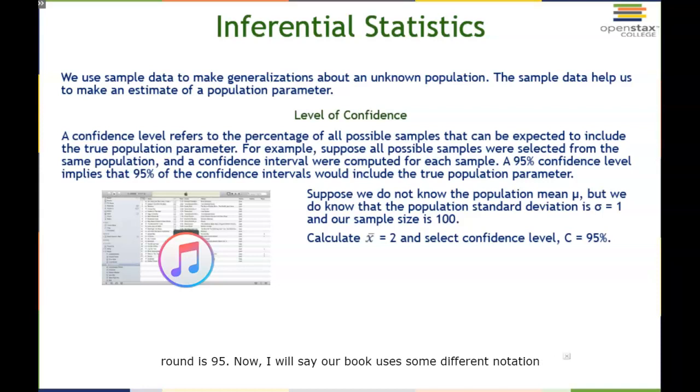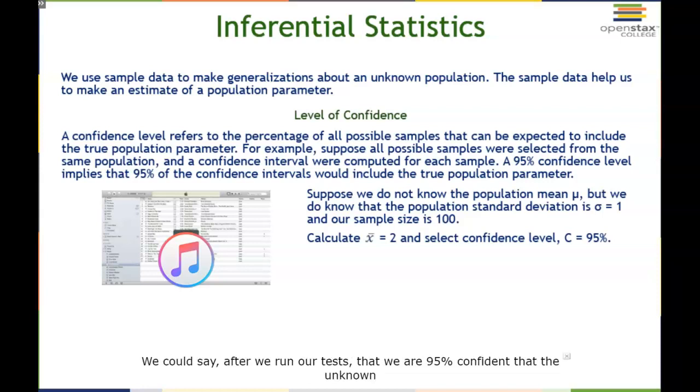Now, I will say our book uses some different notation than other things out there on the web. C is used for confidence level. Our book uses CL, so pretty much besides this page, I'm going to use CL for confidence level, just so it sticks with our book notation. But C and some other notation is used, and I'll explain that later on.